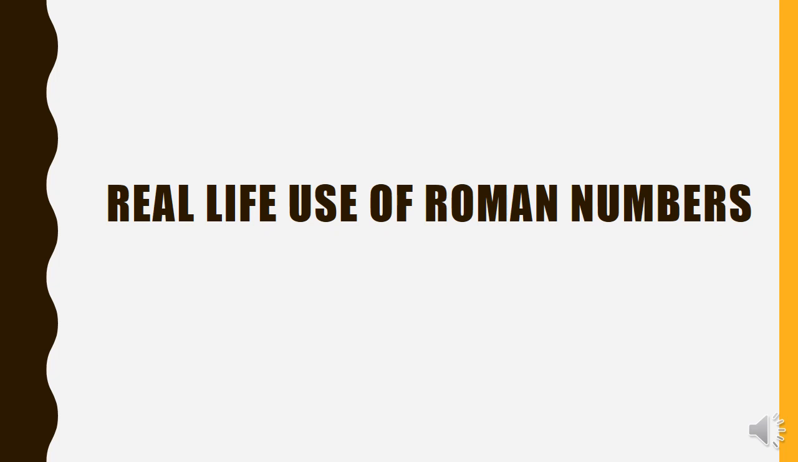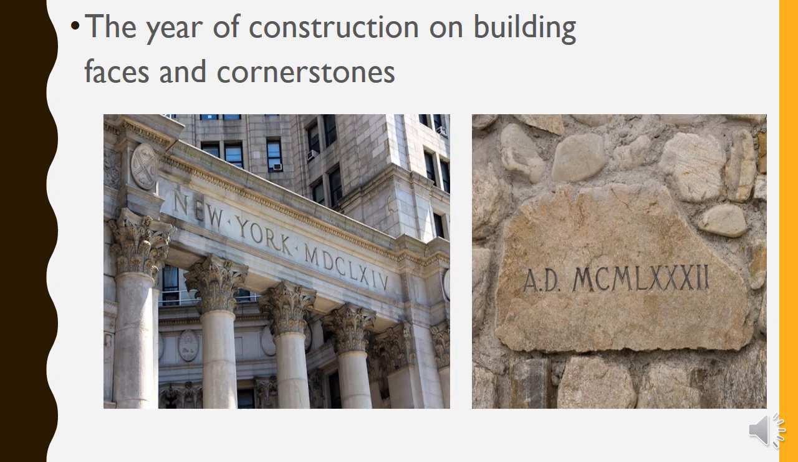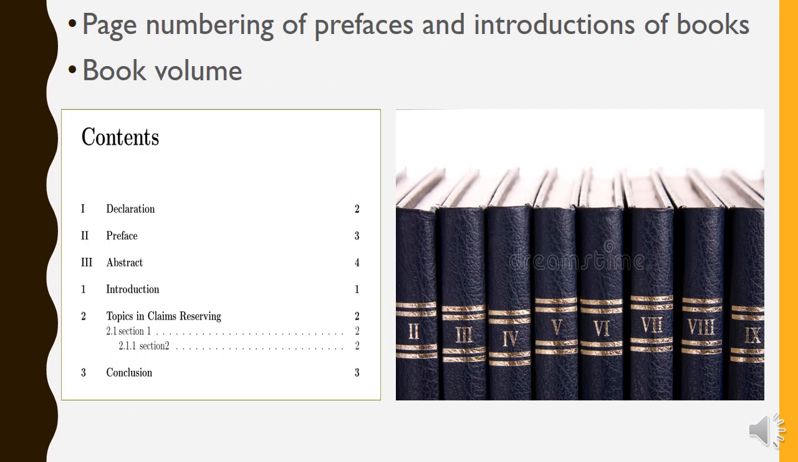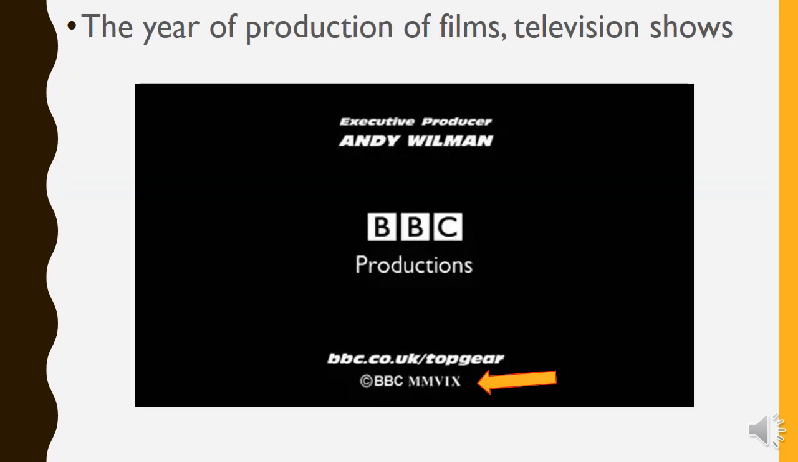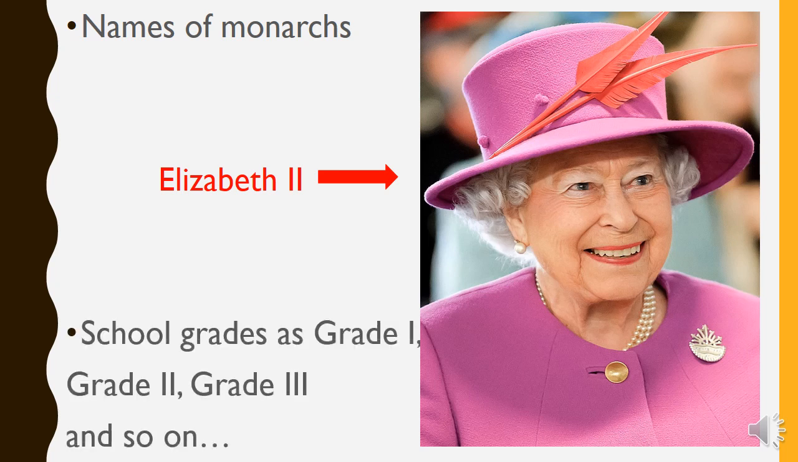Roman numbers are used all around us, like hour marks on clocks and watches, buildings showing dates they were completed in. Books sometimes list their chapters, prefaces, and introduction in Roman numerals, as well as book volumes are usually written in Roman numbers. At the end of a film showing the date it was made, names of monarchs as Queen of England named as Elizabeth II, and school grades as grade 1, grade 2, grade 3, and so on. And there are so many more.